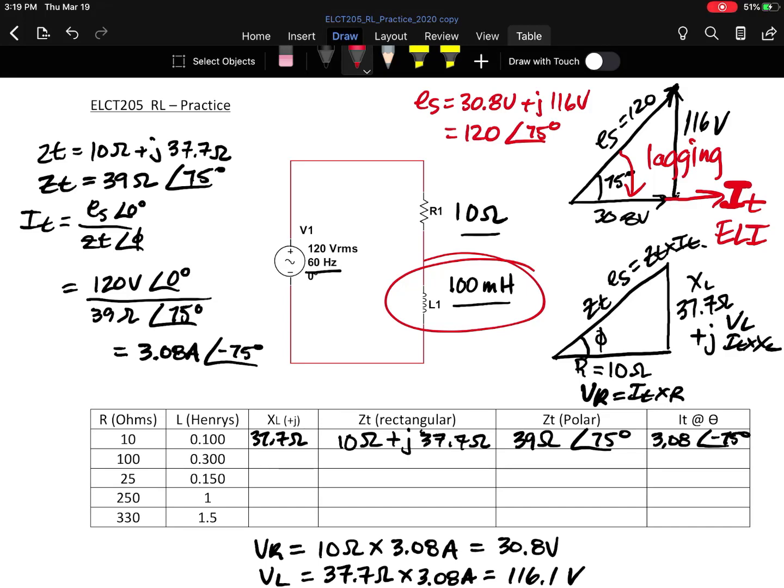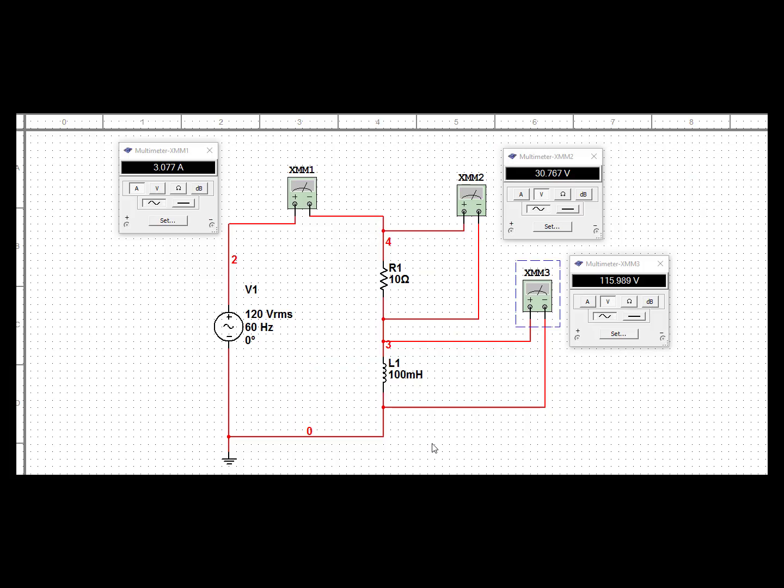Okay, so next thing I'm going to do is go back to Multisim, and I'll just show you how using the oscilloscope we can verify that. Okay, so here we go. If you take a look here, you can see that I've set up that circuit. I've got a 10 ohm resistor in series with a 100 millihenry, or 0.1 henry, inductor. I've got a 120 volt VAC source connected as the source, and it's showing 0 degrees as our reference there for our source voltage.